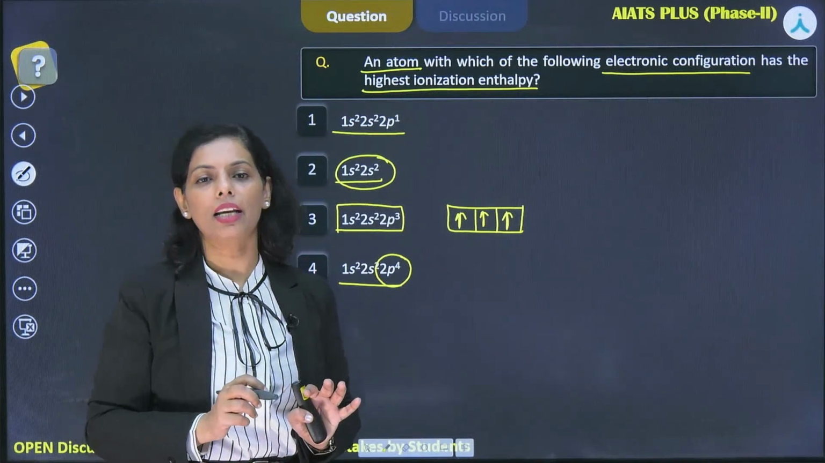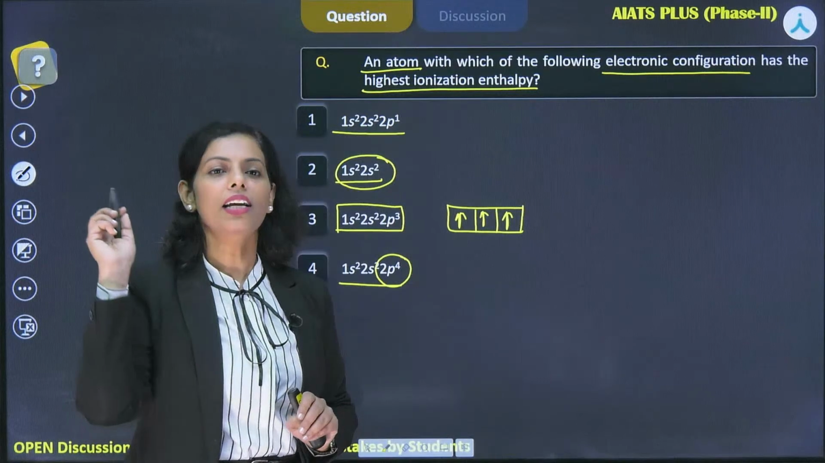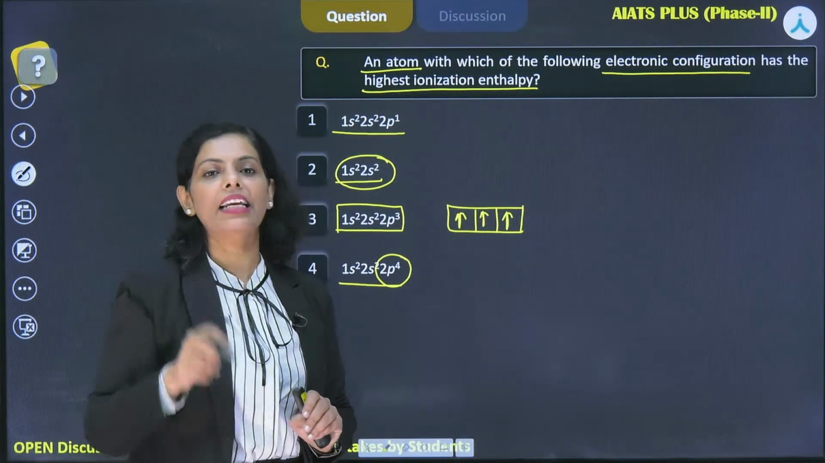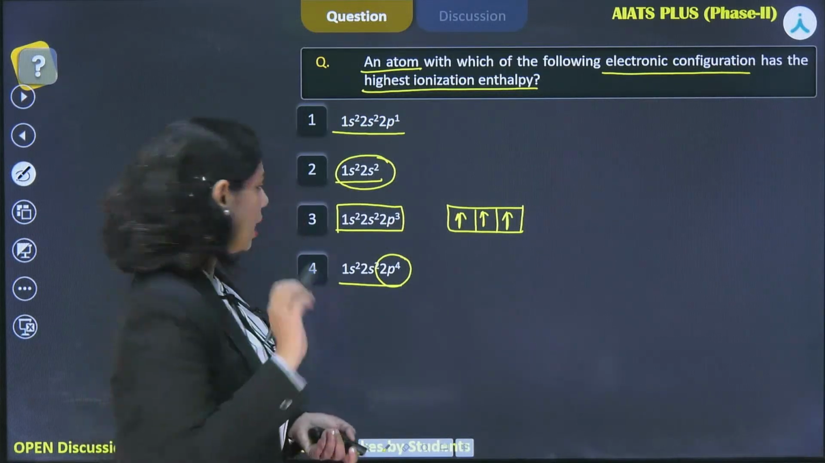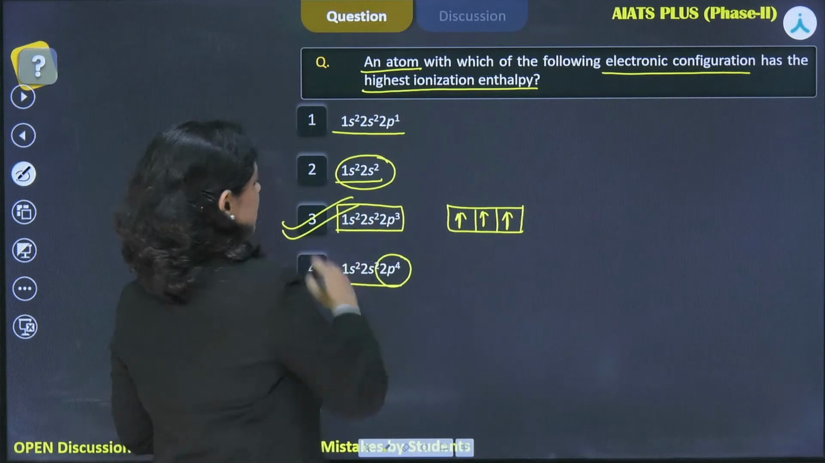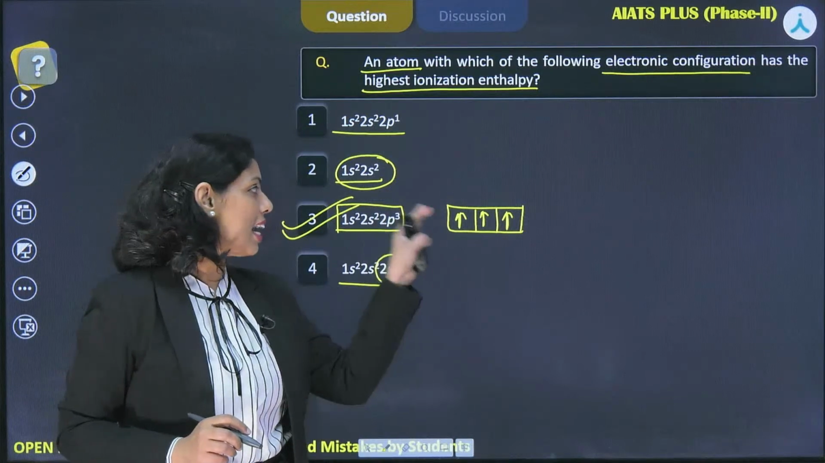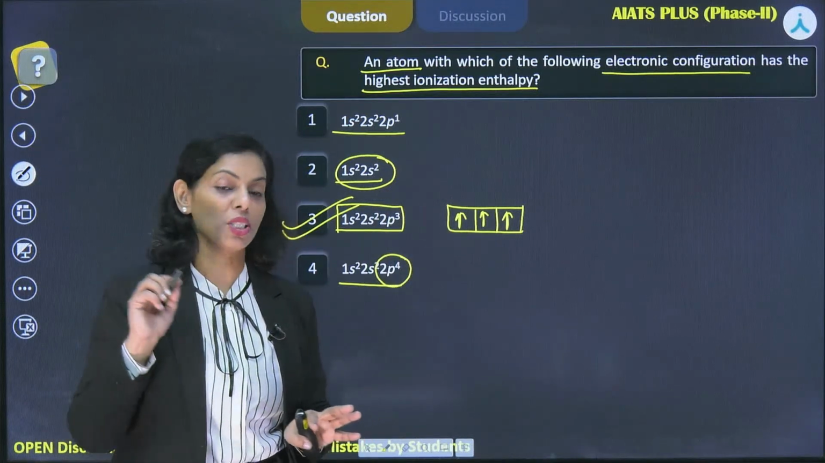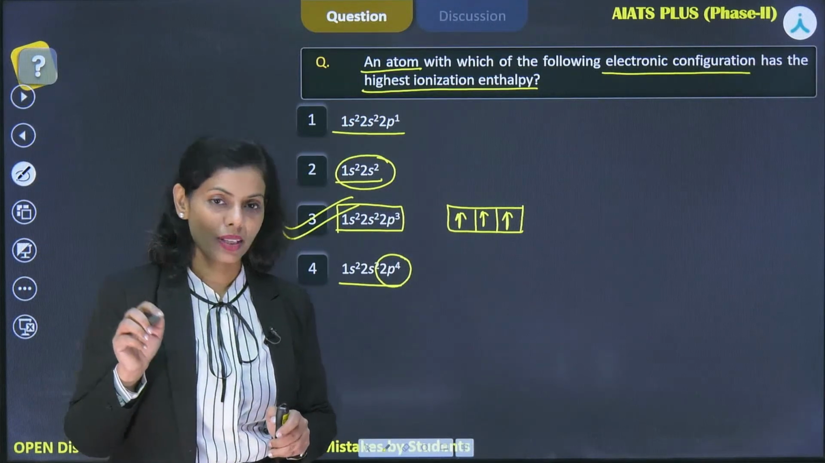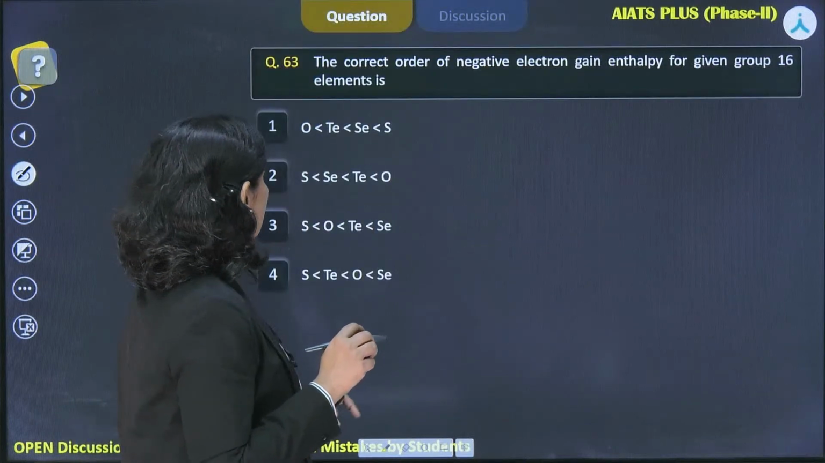Very true. Karthik, Lakshmi, Vaishnavi, Electricity, Mohit, everyone, Sahin Sultana, all are correct. Option 3 is the right answer. And it's very simple. This is the configuration for nitrogen. Nitrogen has higher ionization enthalpy as compared to oxygen, right? Remember? Okay. Let's move ahead.